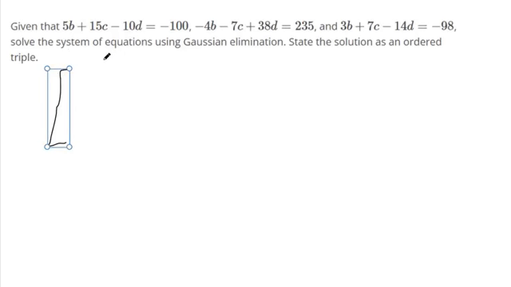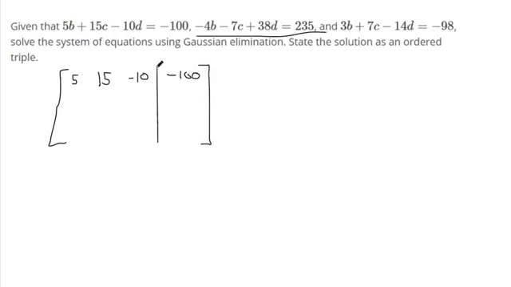So what you do with matrices, you put the coefficients of the similar variables on top of each other in a column. So 5 is the coefficient of B in this equation. The second column will be the coefficients of C, and then we got negative 10 for D. And usually we put a vertical bar to show that this side is equal to this side. Do the same thing with this equation, negative 4, negative 7, 38, 235, and then we've got 3, 7, negative 14, and then negative 98.